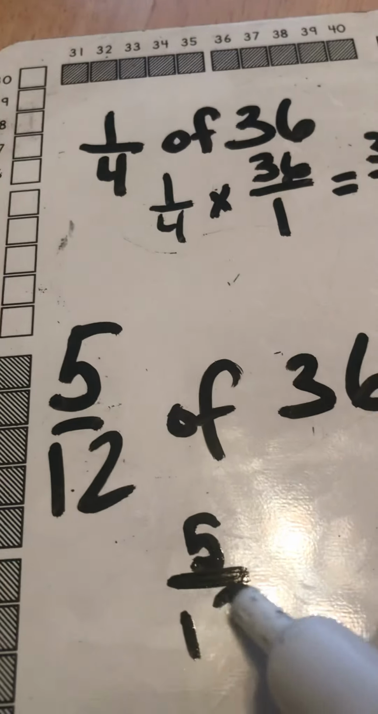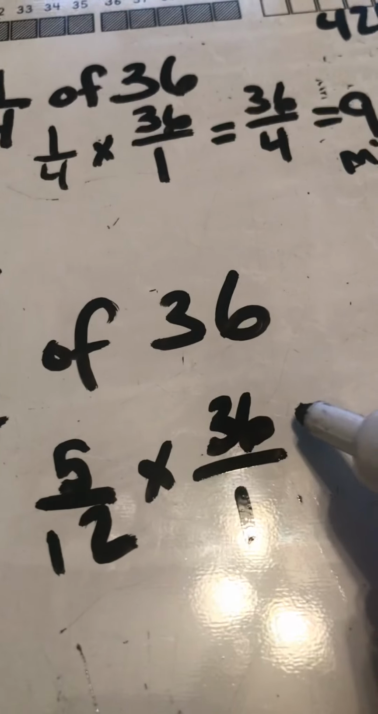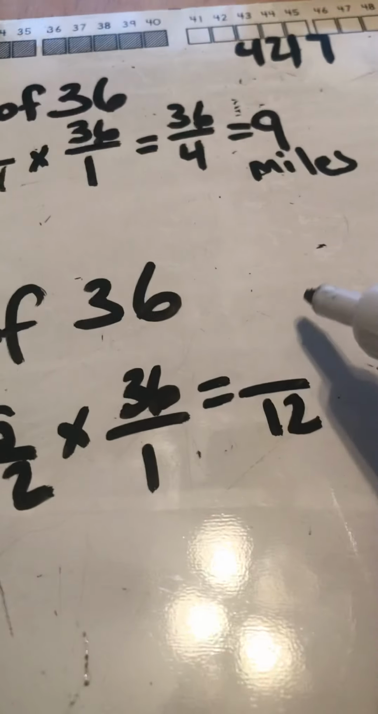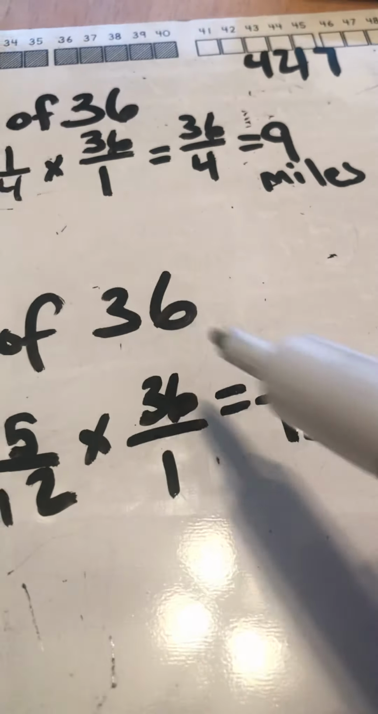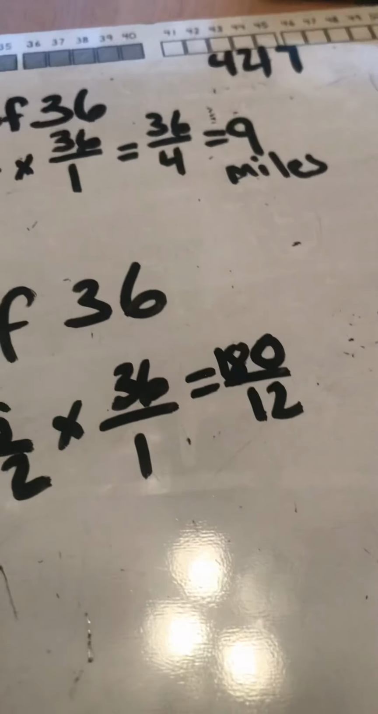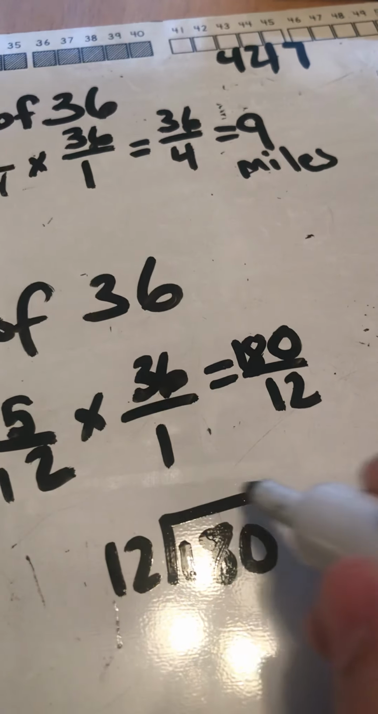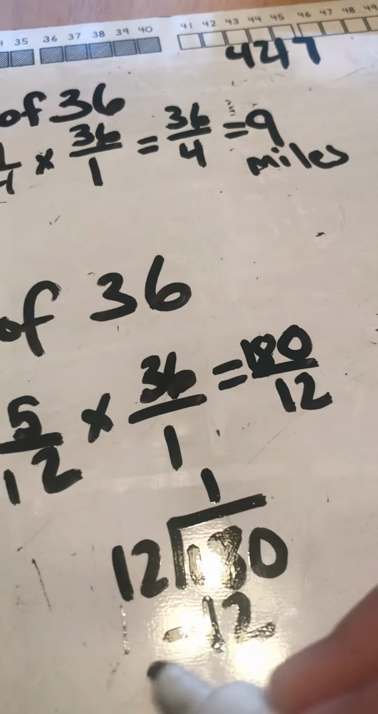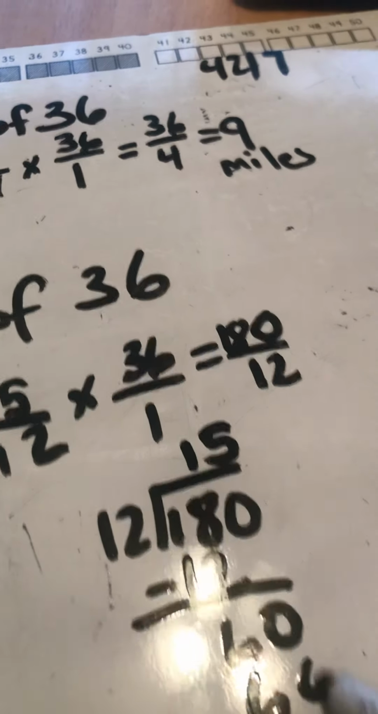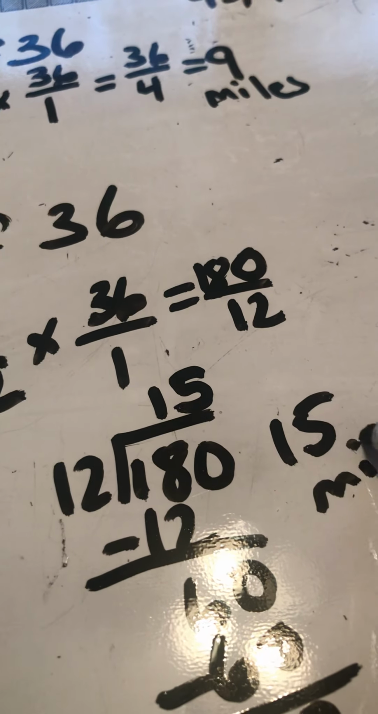So we take our 5/12 and we times it by 36 over 1. So then we have to do 12 times 1 is 12, of course. 5 times 36, so 5 times 6 is 30. 5 times 3 is 15, plus 3 is 18. So I'm getting 180 over 12. So if we divide 12 into 180, goes in there once. We get 6. 12 goes into 60 5 times. And we get 15 miles.